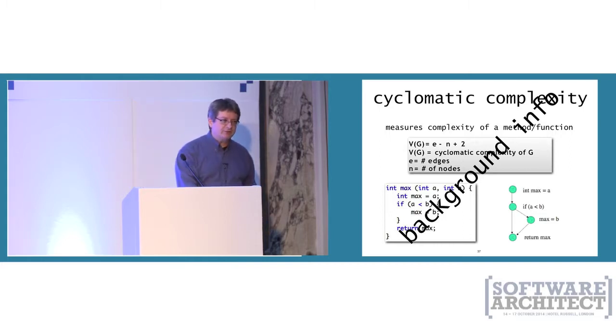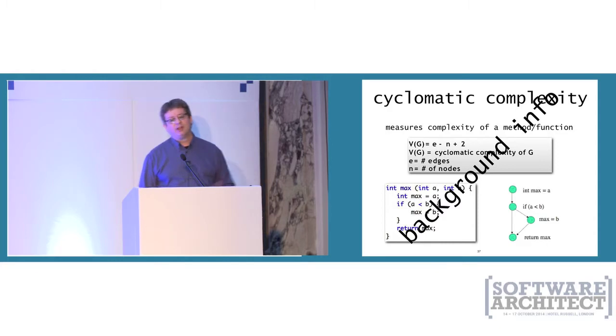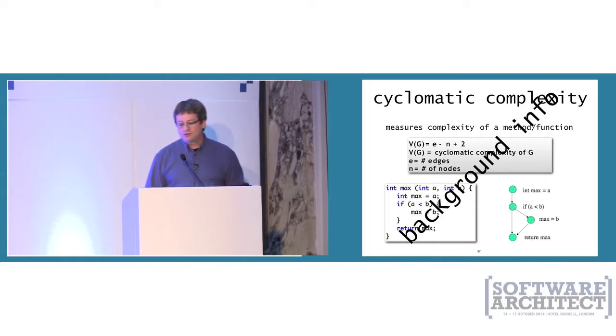Many of you are familiar with this metric. It's been around for a million years, since the 1970s. Cyclomatic complexity, also known as McCabe's complexity. Thomas McCabe created this. The idea of cyclomatic complexity is to assign a numeric value to the complexity of a method or a function. Here's the formula, edges minus nodes plus 2, where nodes are lines of code and edges are possible pathways through that code.